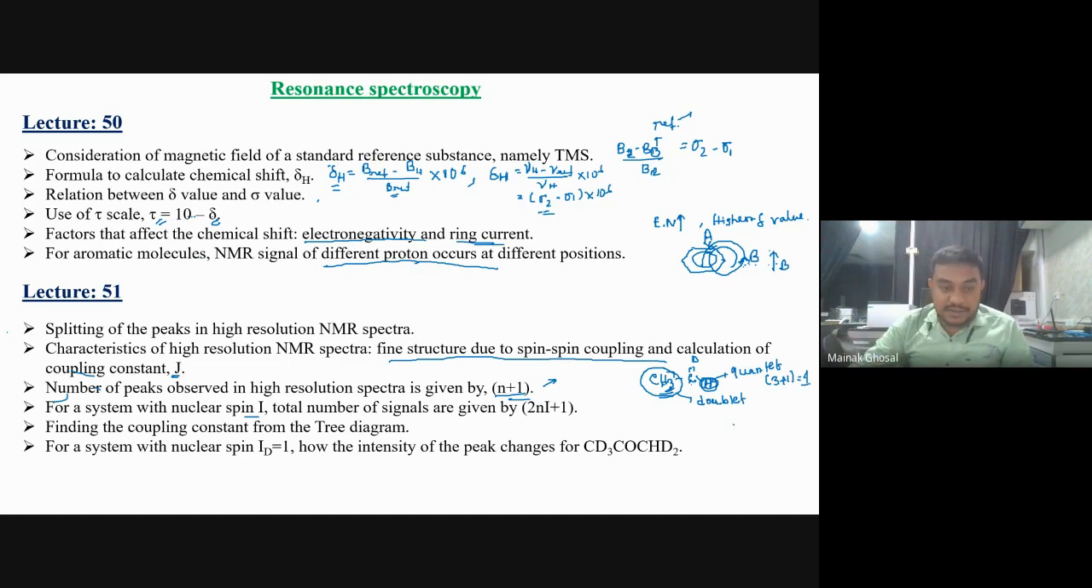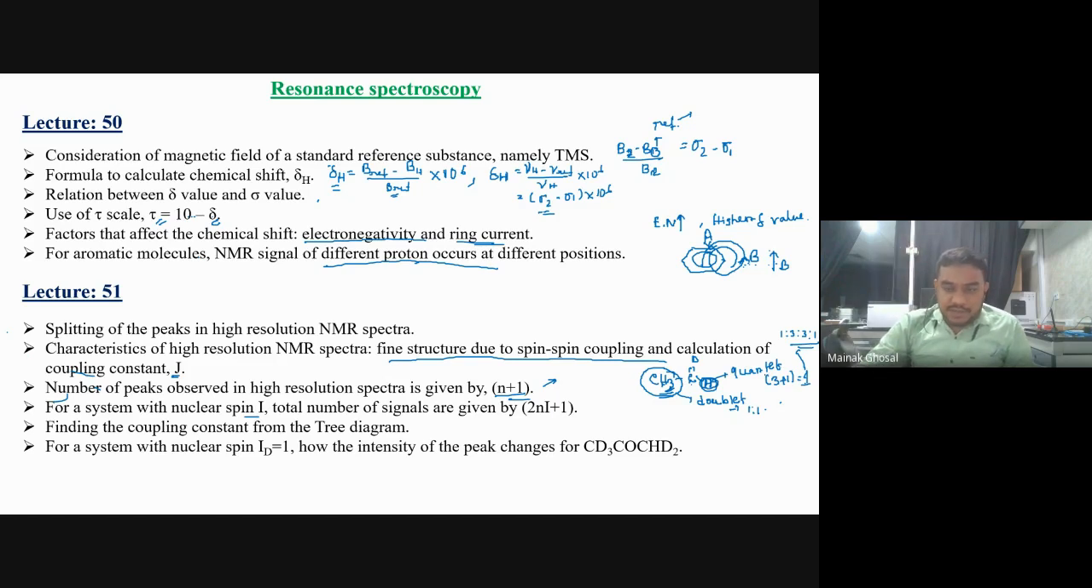It is actually given using Pascal's triangle. You have seen this Pascal's triangle. For the doublet, the ratio will be 1 is to 1. The next one, for 3, will be 1 is to 2 is to 1. For this 4, it will be 1 is to 3 is to 3 is to 1. How this is calculated, you can see here. I am not going to discuss that. You can see it in the lecture of Professor Sandbakshi.